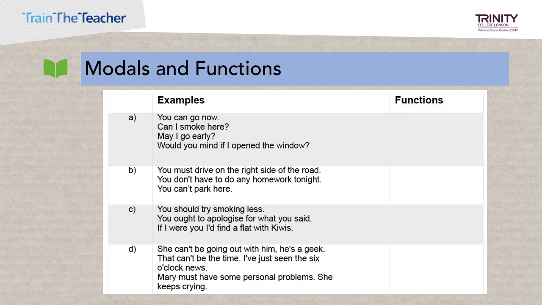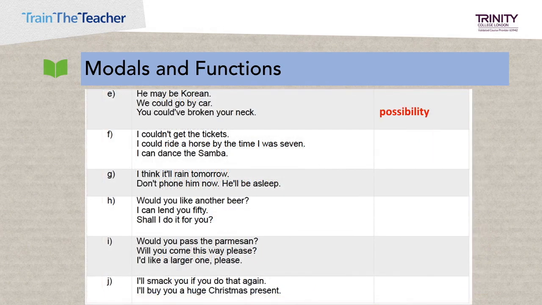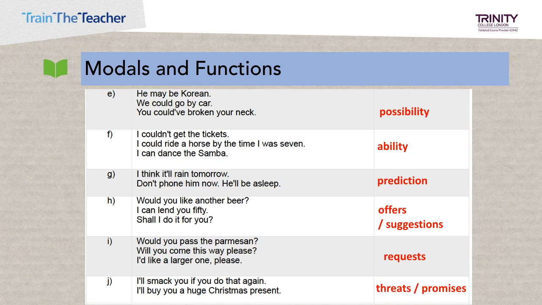And here are the answers. A. Permission. B. As we discussed before, obligation. C. Advice. D. Deduction. E. Possibility. F. Ability. G. Prediction. H. Offers or suggestions. I. Requests. And J. Threats or promises.